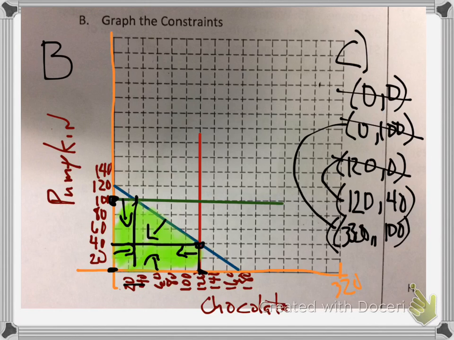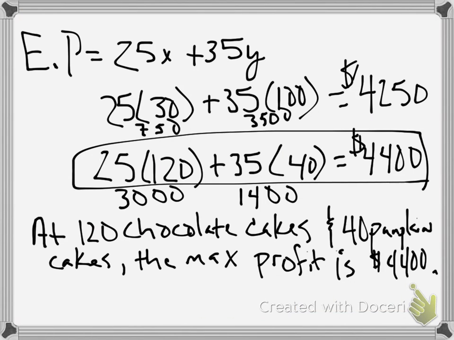So I'm going to test those two. I'm basically plugging the 30, 100 and 120, 40 into the x and y from D and seeing which one gives me the biggest answer. And according to this, I'll get $4,400. Now, what that means is at 120 chocolate cakes and 40 pumpkin cakes, the max profit is $4,400. If you give me this sentence, you will get an extra 5 points. So that's pretty much all you need to do.